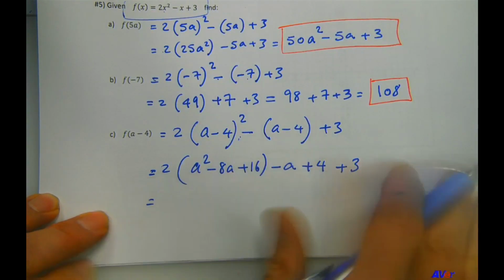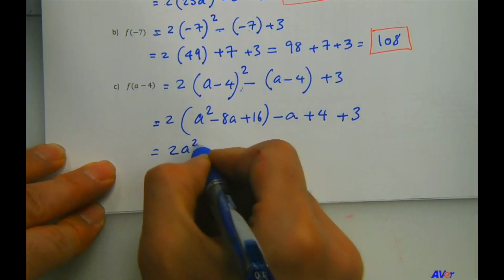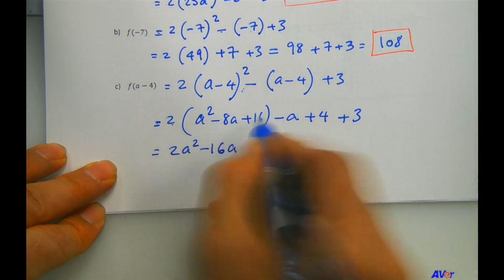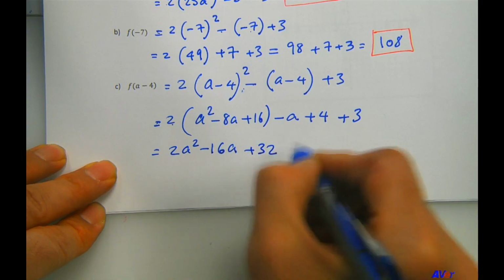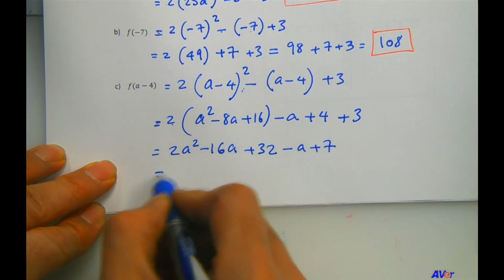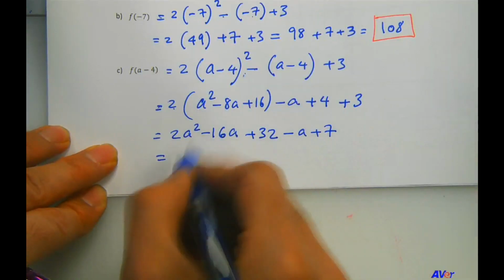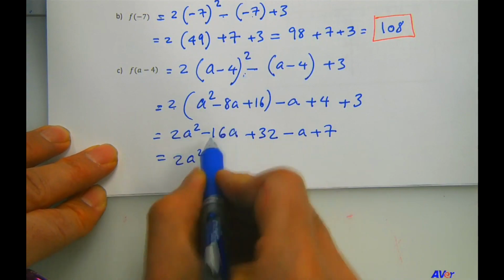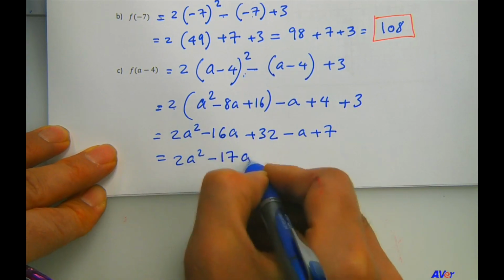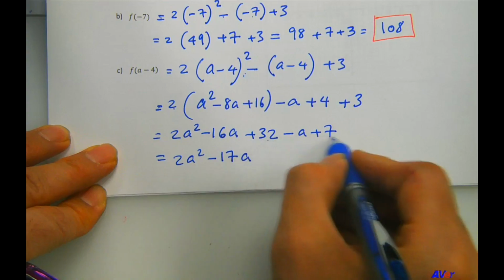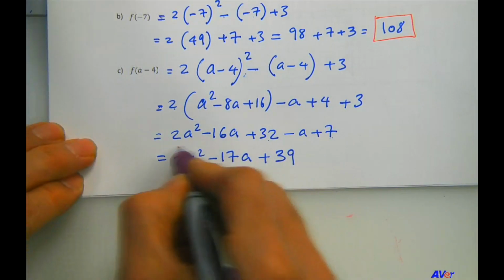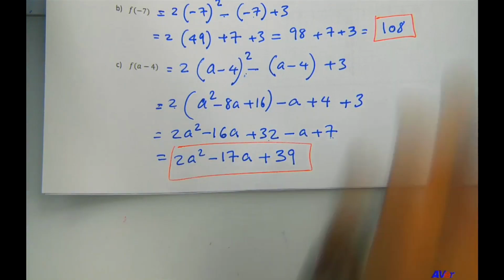Okay, so let's distribute the 2. We have 2a squared. 2 times minus 8 is minus 16a. 2 times 16 is positive 32. Then minus a, 4 and 3 add up to 7. So let's take this further if we can. Yes, we can. We have 2a squared minus 16a minus a. They add up to minus 17a. Positive 32, positive 7. They add up to positive 39. Okay, like that.